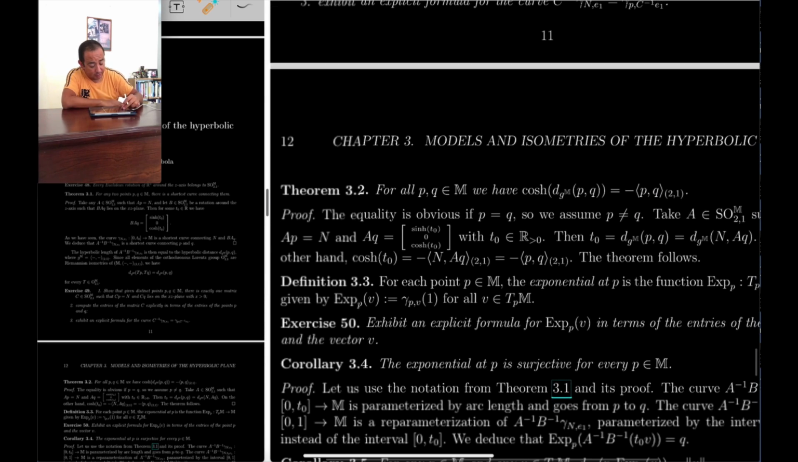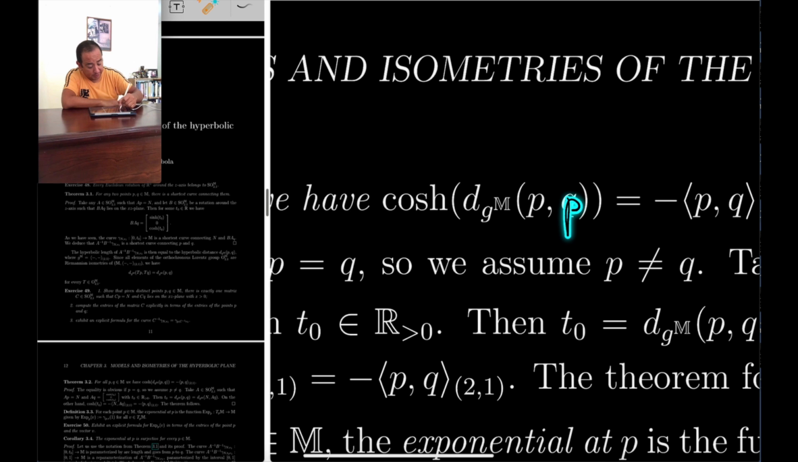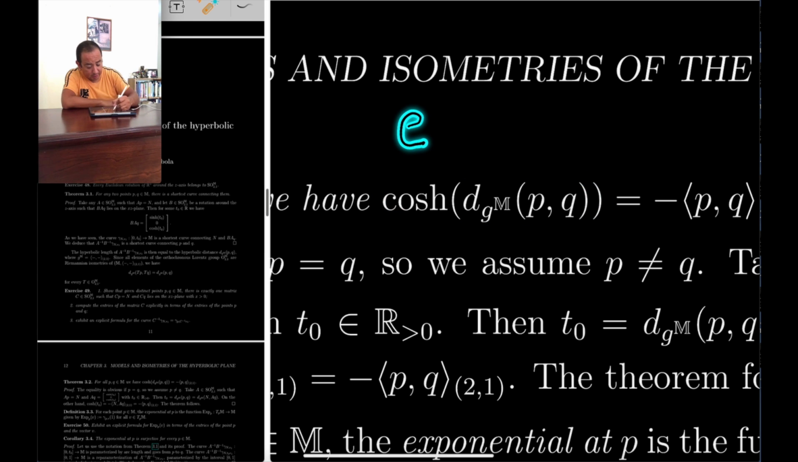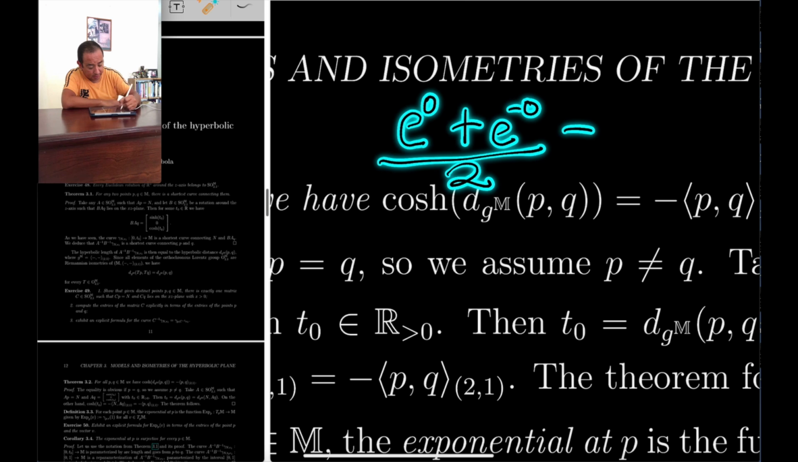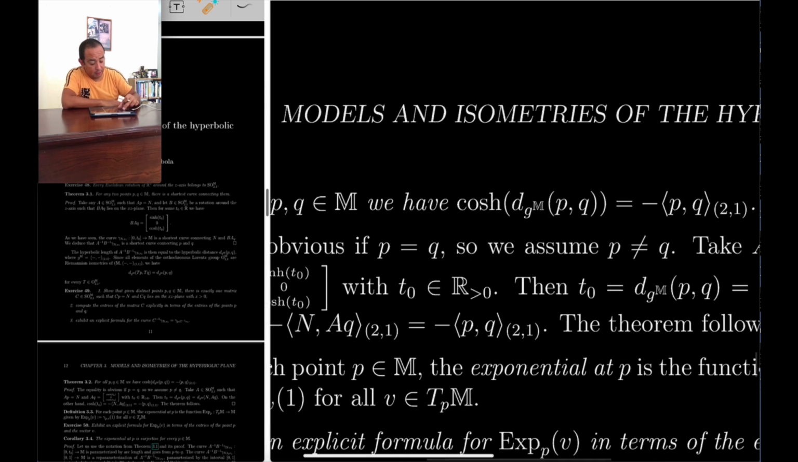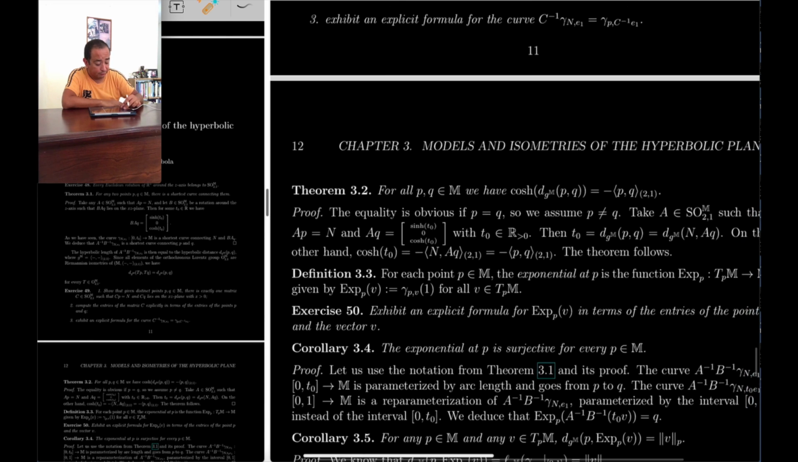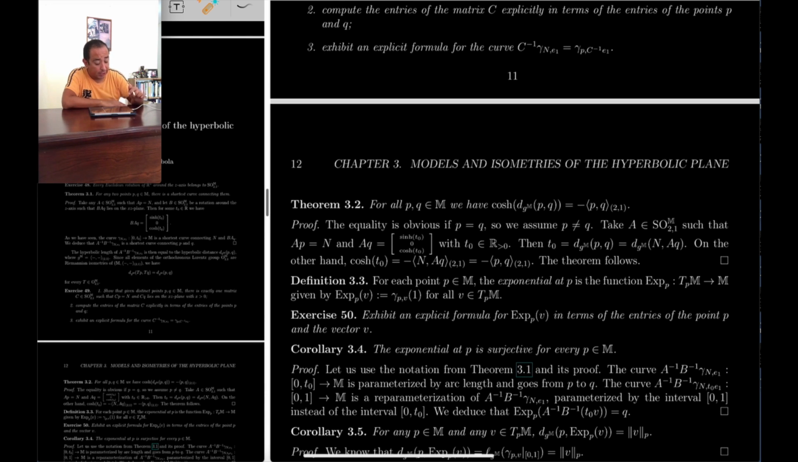And the distance between P and P is 0, and the hyperbolic cosine of 0 is 1, right? Because e to the 0 plus e to the minus 0 divided by 2 is 1, right? Okay, so let's suppose that P and Q are actually different, and let's move them to n and the xz plane.